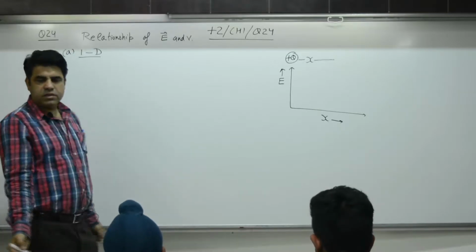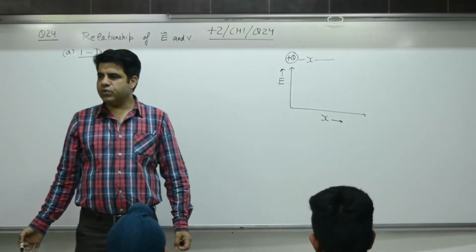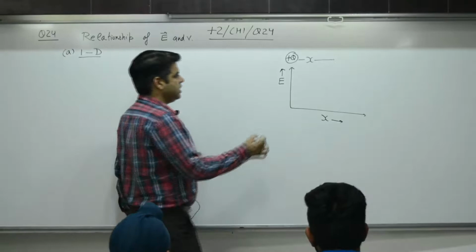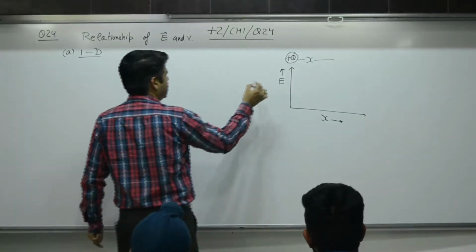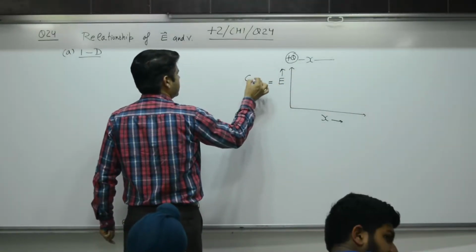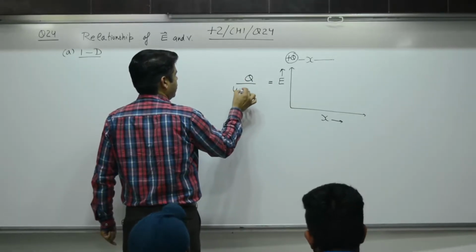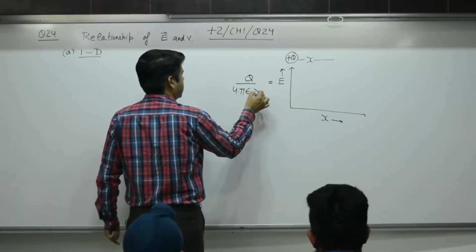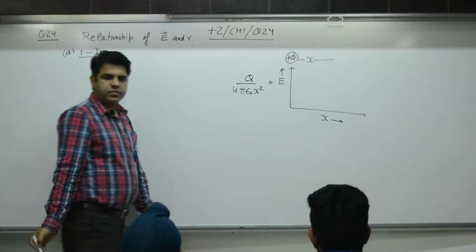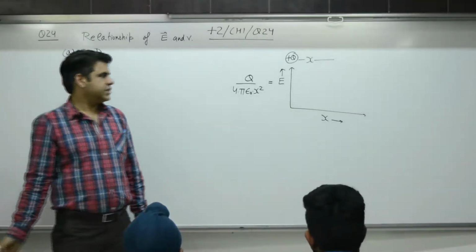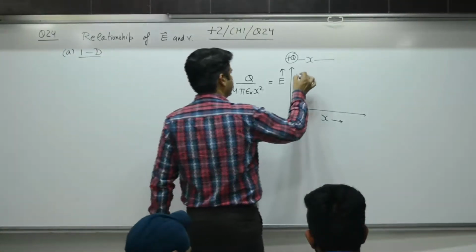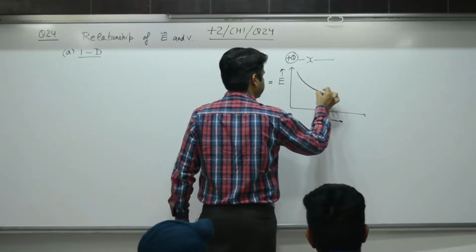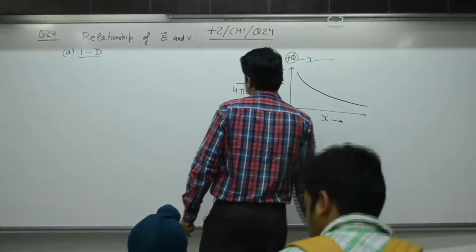E as a function of Q and x. E is equal to Q by 4 pi epsilon naught x square. Earlier it was r, here it is x. So E as a function of x: as x increases, E decreases.